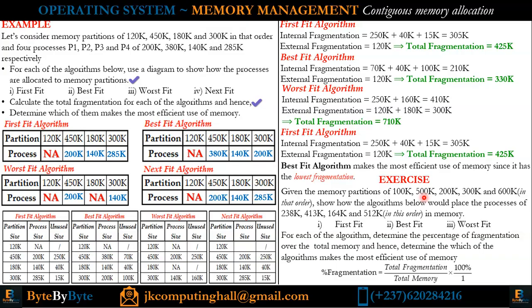And for each of the algorithms, determine the percentage of fragmentation over the total memory and hence determine which of the algorithms below makes the most efficient use of memory. They help you by saying percentage of fragmentation is total fragmentation over total memory times 100%. The hint I'm going to give to students is that total memory is the sum of the memory partitions and not the sum of the sizes of the different processes.